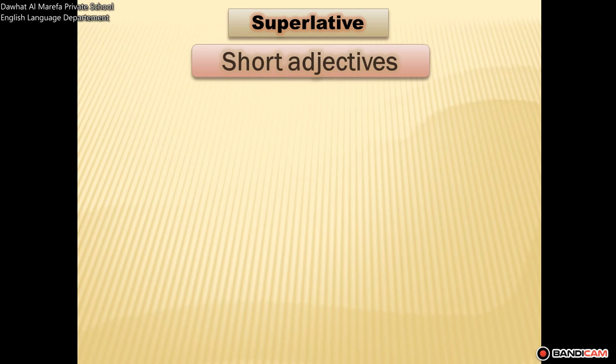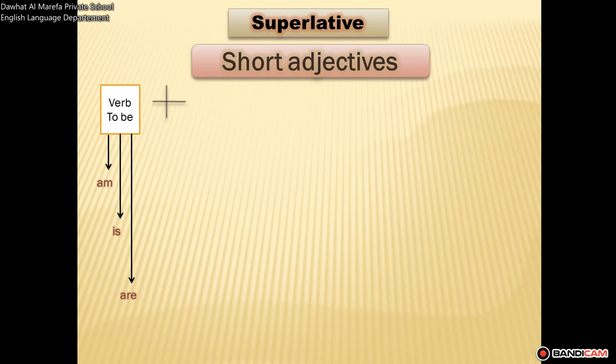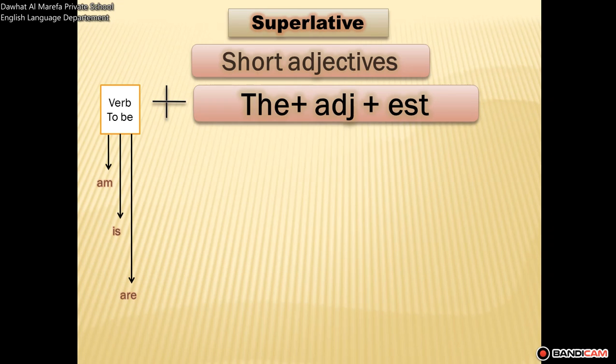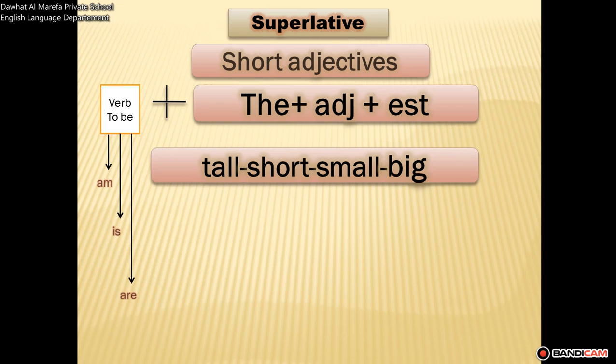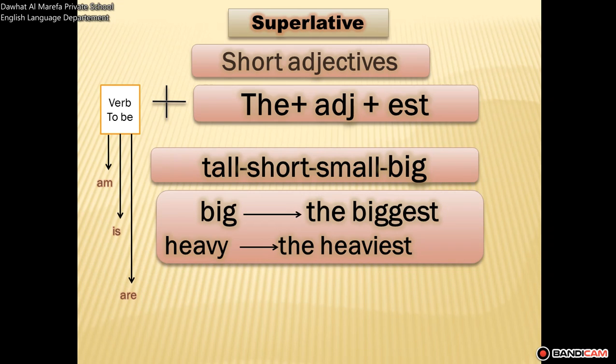Now let's turn to superlatives. Superlative is the comparison between one and a group. And we are going to have the short adjectives first. First of all, you must have the verb to be, as we said before, and the verb to be is am or is or are. And then you have the adjective plus est. Like tall, short, small, big. Big becomes the biggest. Heavy becomes the heaviest.